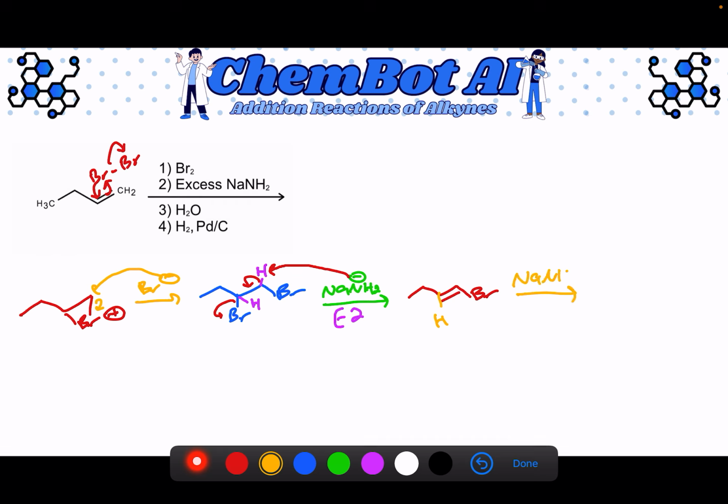Next, our sodium amide is going to come back and perform that second E2 reaction, where again, the electrons from the nitrogen atom are going to attack our hydrogen atom, the electrons from the bond are going to fall down onto our structure, and our bromine atom is going to leave in order to form a triple bond.